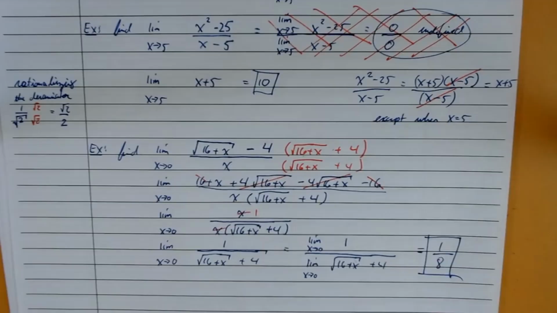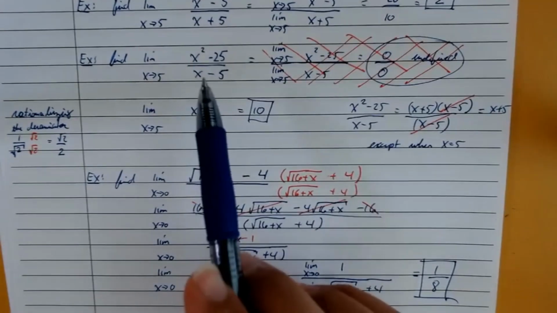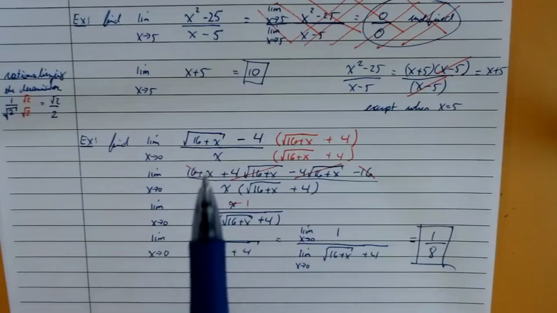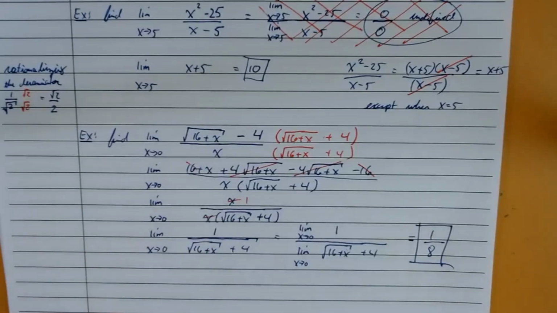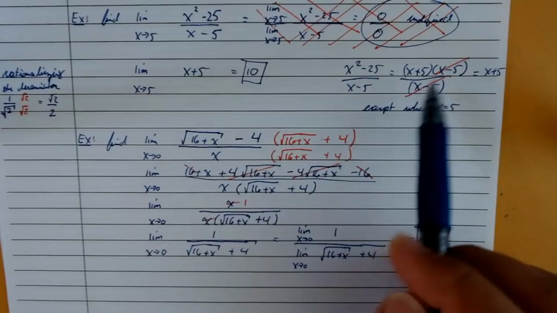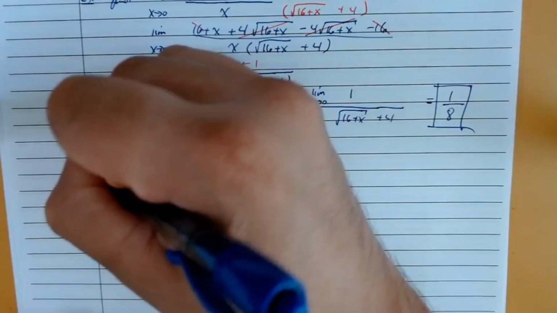So go ahead and give this a try. Let's have you try a few of these. I'm going to give you some where you can't just plug in the number. I mean, you can try it, but you can still do it by factoring and simplifying. Or if there's a radical, you can do it by rationalizing and then simplifying. All right, so go ahead and give this a try.